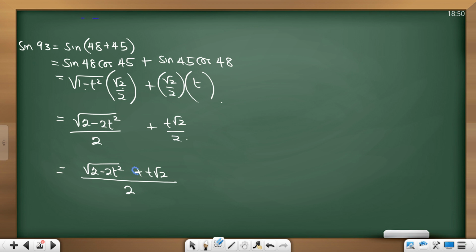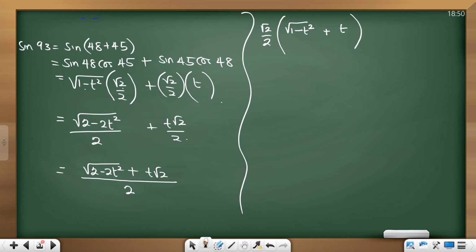Please talk to me. Is there anyone who is challenged with what I did? Common factor of? Over 2. So you can say root 2 over 2. What do you have? Root of 1 minus what? T squared plus what? T.